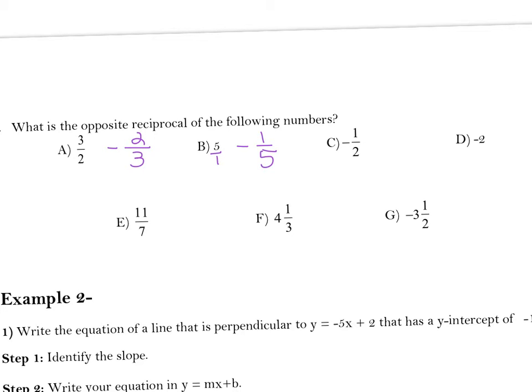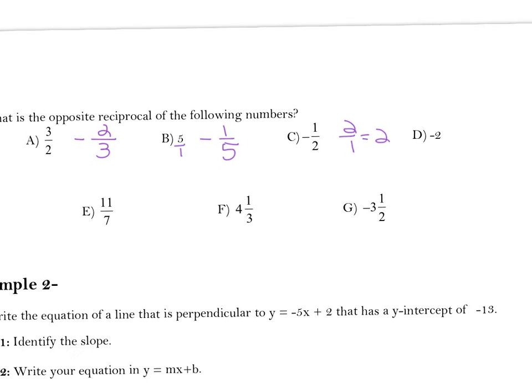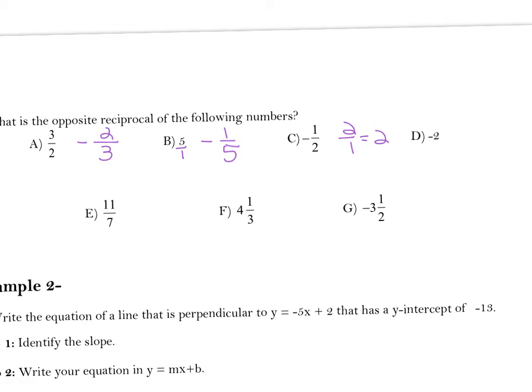C, that's negative 1/2, so the opposite is a positive, and the reciprocal would be 2/1, or just 2. For D, the opposite of a negative is a positive, and the reciprocal is going to be 1/2, because really that's 2/1, so I just switched it. And E, that's a positive 11/7, so the opposite is a negative, and the reciprocal is 7/11.